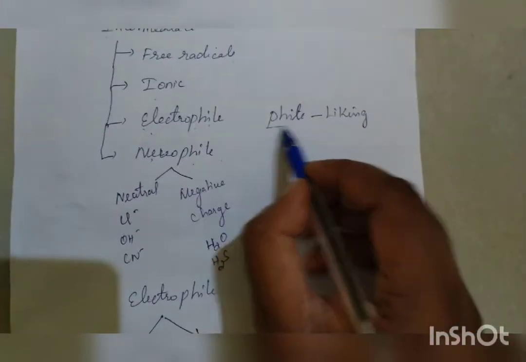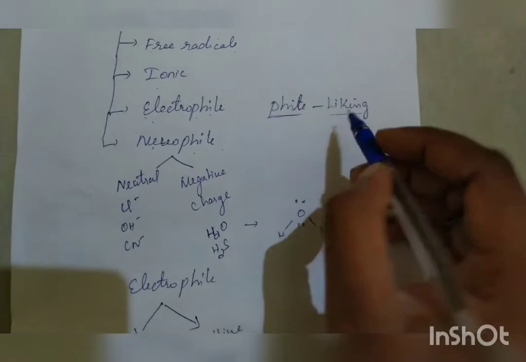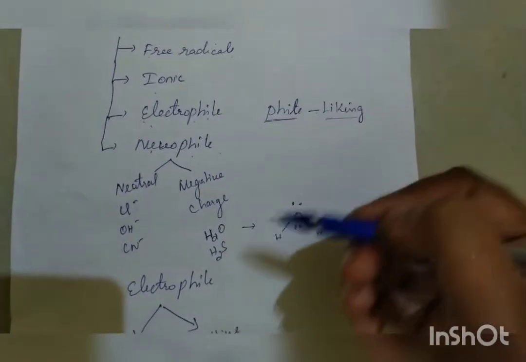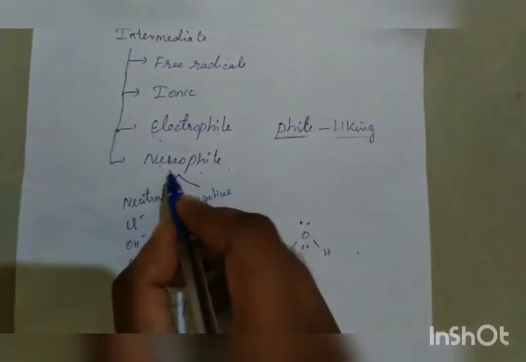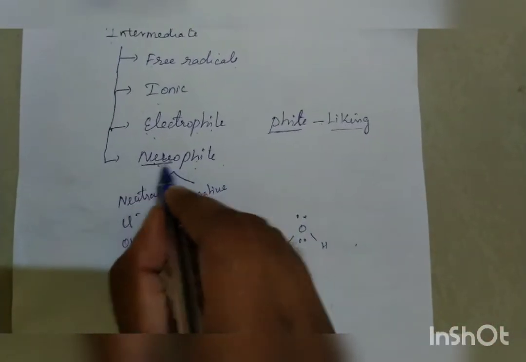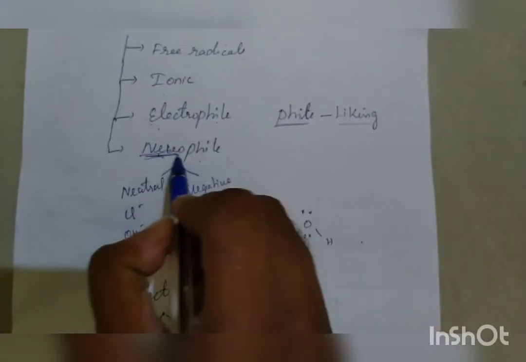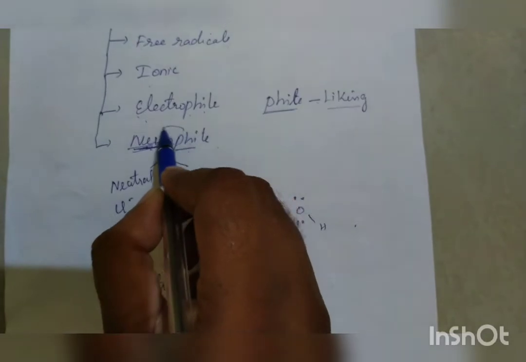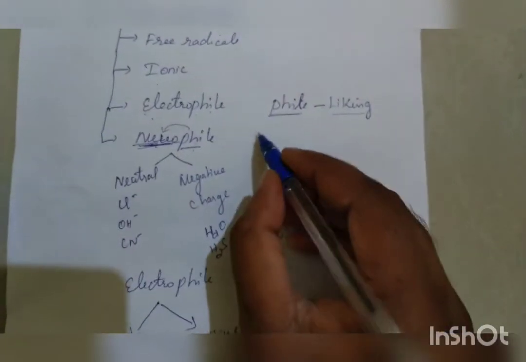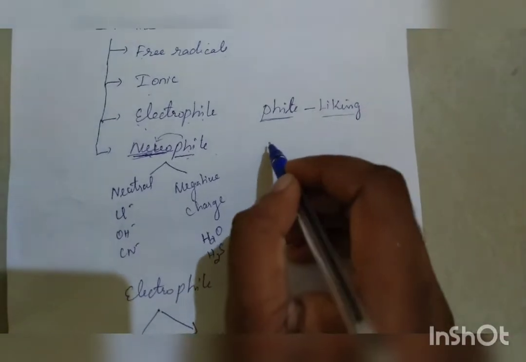What is meant by phile? Phile means a liking, loving species. We can call it loving. Electrophile and nucleophile: nucleophile means nucleus loving. Which one is loved? The nucleus, which is going to attract.